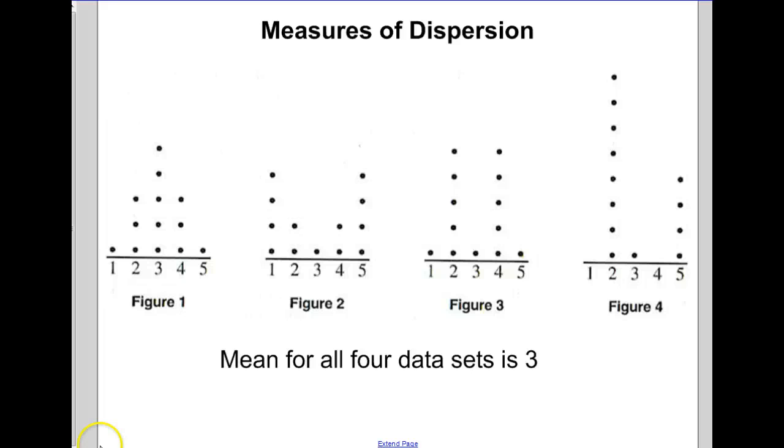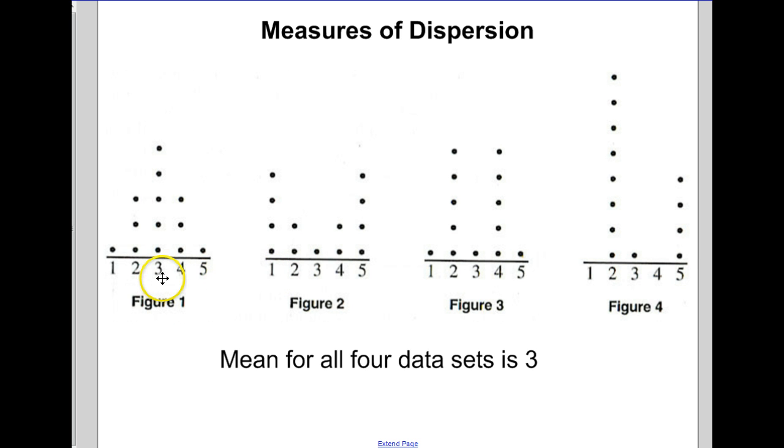In this recording, we're going to look at measures of dispersion. Dispersion means spread out. So I'd like you to look at each of these four figures. And I'm going to tell you that the mean, or the average, for all four data sets is 3. Maybe you want to imagine that each one of these is a different class, and that the dots represent scores on an exam, like an AP exam, where you get a grade or a score between 1 and 5.